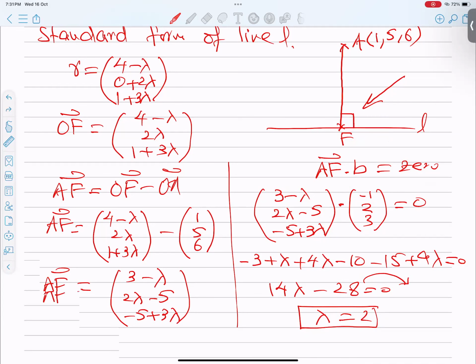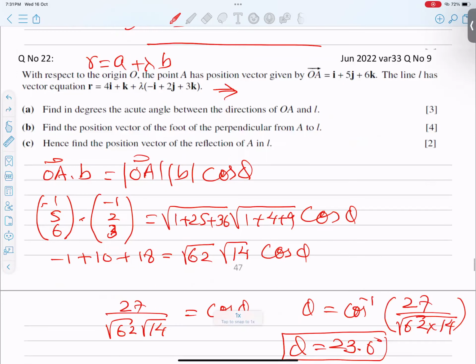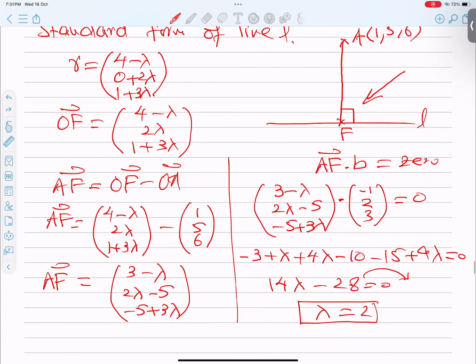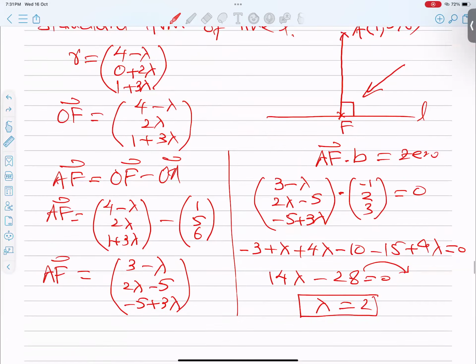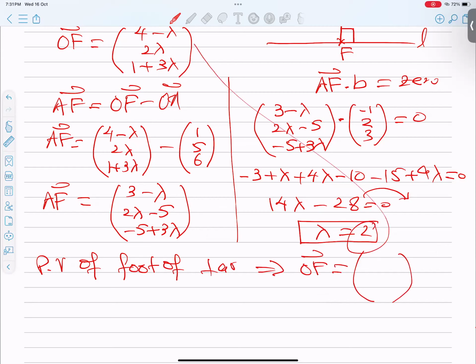Now the question comes, what is our task? Foot of perpendicular. It means my target is to get the OF coordinate. So I will plug in this lambda value here. It will give us OF directly. And I'm writing the statement: position vector of foot of perpendicular, means OF. And the answer turned out to be what? This 2 goes there and I got 2. This 2 goes there and I got 4. This 2 goes there and I got 7. So Alhamdulillah Rabbil Alameen, I got it.